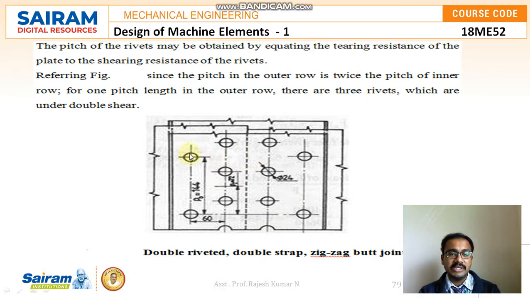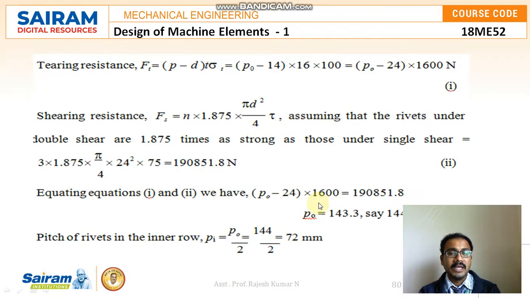By referring to this figure, I can see this. The pitch in the outer row is twice the pitch of the inner row. You can see this. So for one pitch length in the outer row, there are three rivets which are under double shear. You can see this. This is a double shear. So this is a double riveted double strap zigzag butt joint. So first, let me find out the tearing resistance, and later let me find out the shearing resistance.